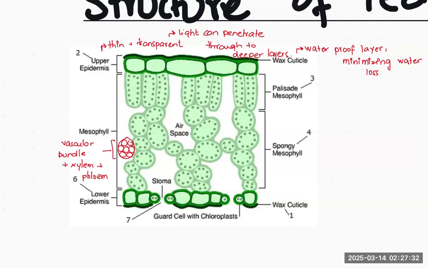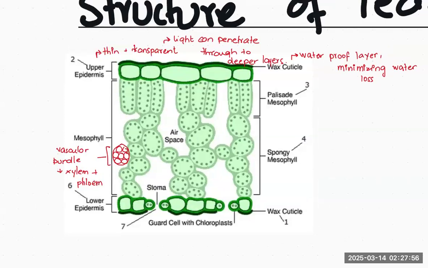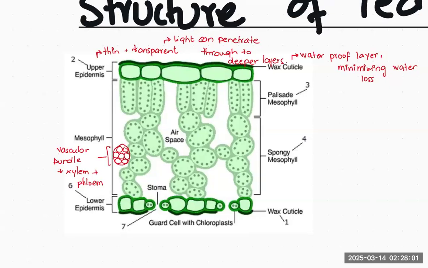Then we have our palisade mesophyll cell. Palisade mesophyll cells are the main area that actually contains chloroplast and where photosynthesis actually occurs. One more point, sorry, I forgot to add: the upper epidermis is thin and transparent, so light can penetrate through, and it also prevents bacteria and fungus from getting in and infecting the plant. Okay, add that as well.